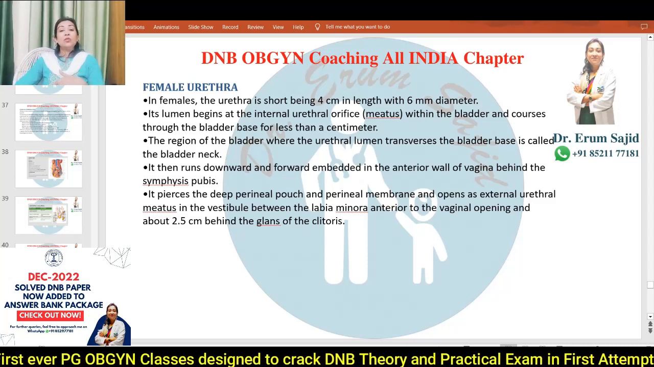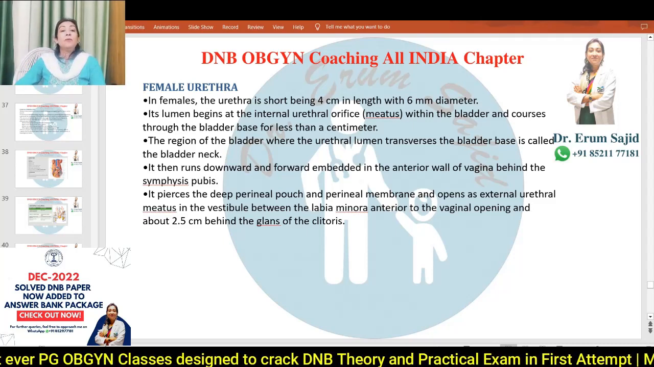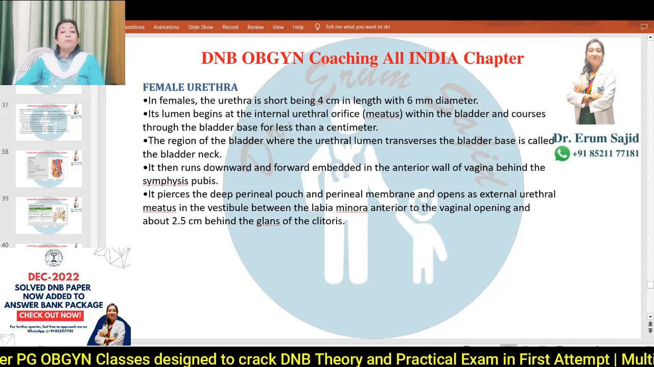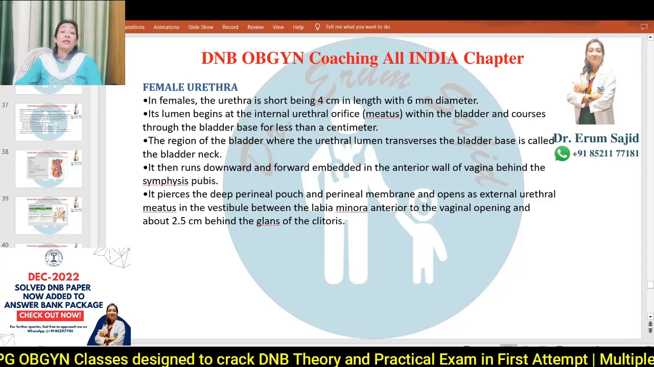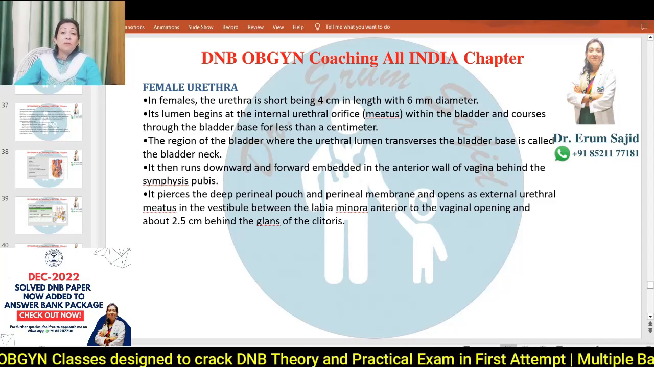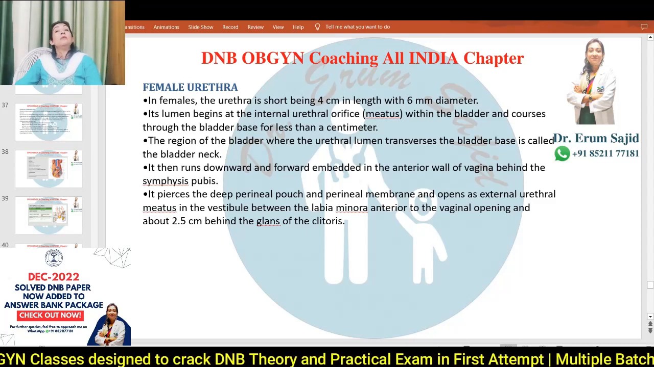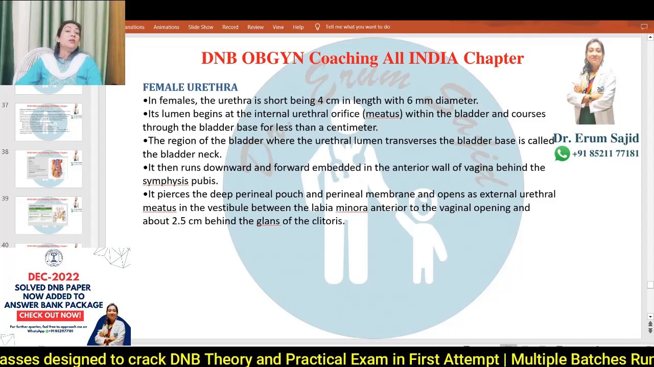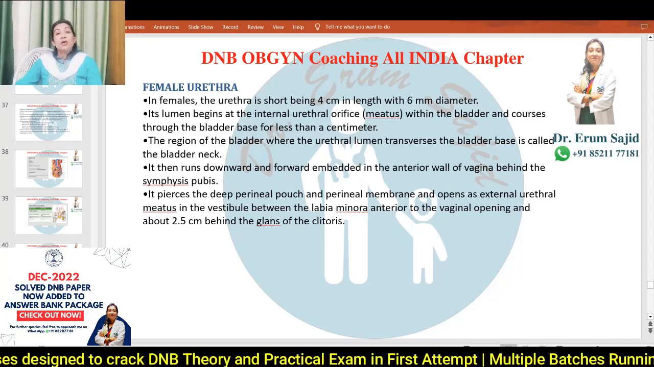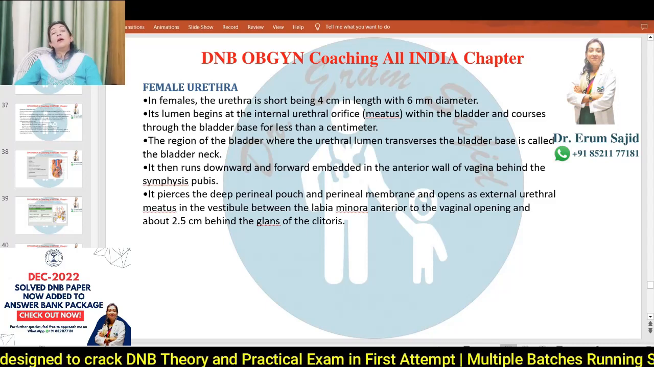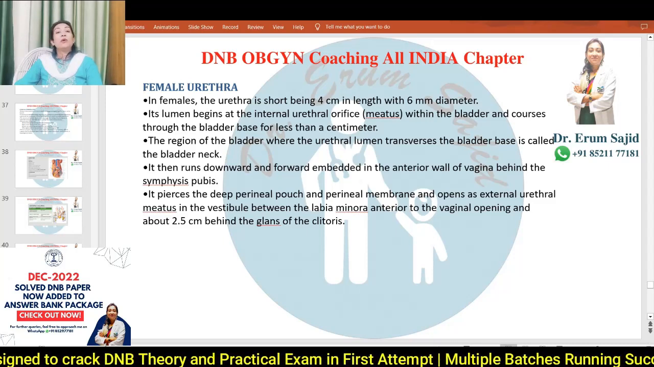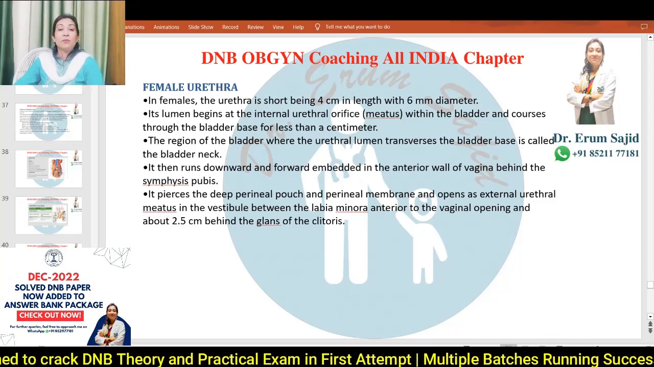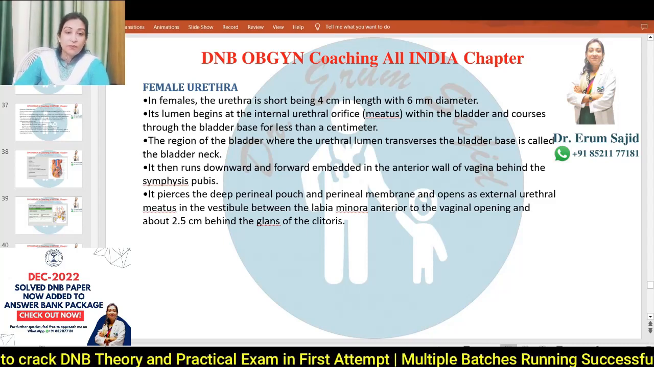It then runs downwards and forwards, embedded in the anterior vaginal wall, behind the pubic symphysis. It pierces the deep perineal pouch. It's one of the important structures of the deep perineal pouch. The sphincter urethrae is a very, very important muscle of the deep perineal pouch. Apart from the sphincter urethrae, you have the deep transverse perineum. One is the superficial transverse perineum, and one is the deep transverse perineum. So the deep transverse perineum muscles are the other muscles in the deep pouch.